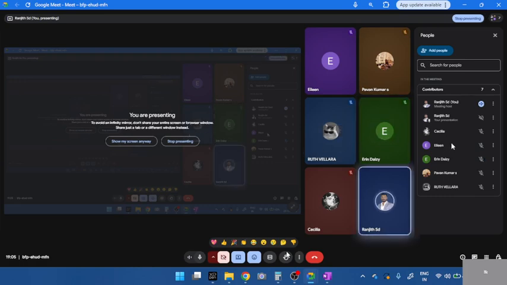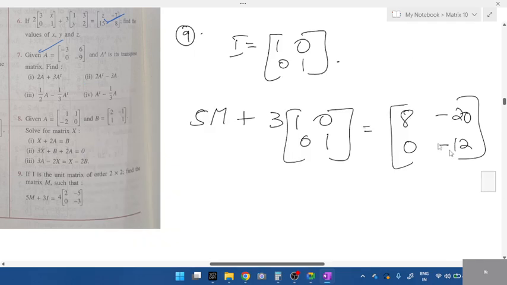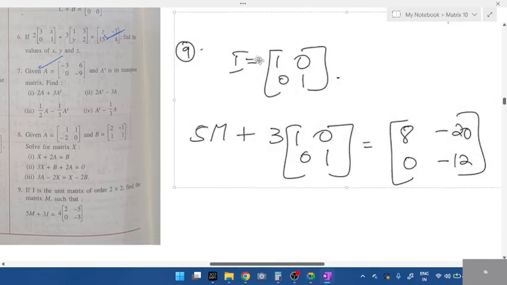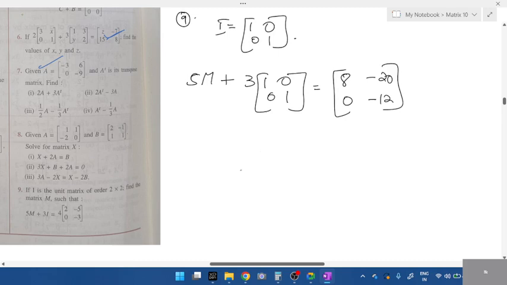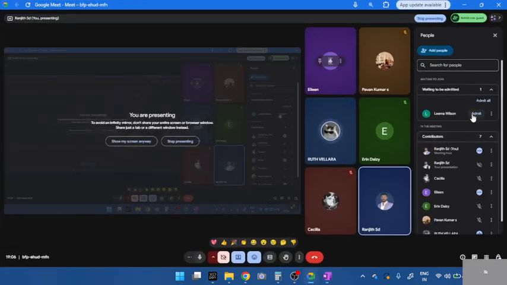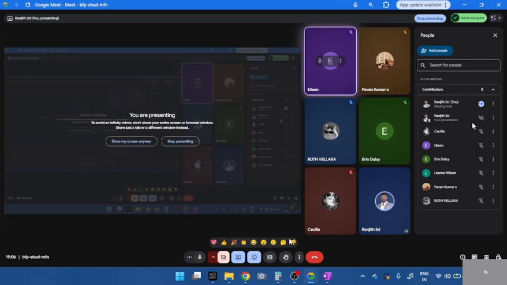You are late, students. Susila, okay. Keep trying. Let others join. I'll start. I'll teach you. Multiply 3 inside the bracket. If you multiply 3, what do we get, students? 3, 0, 0, 3.